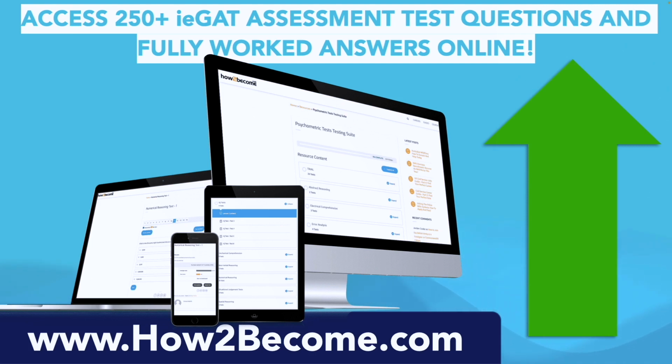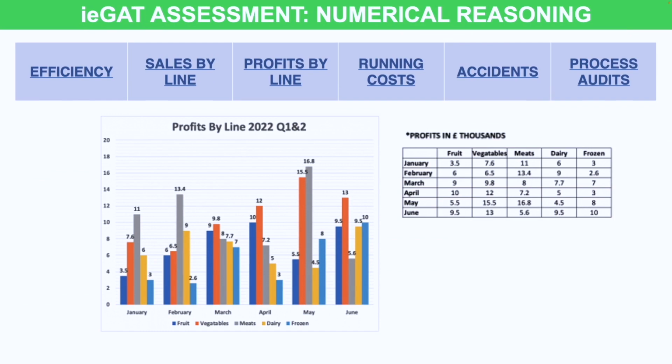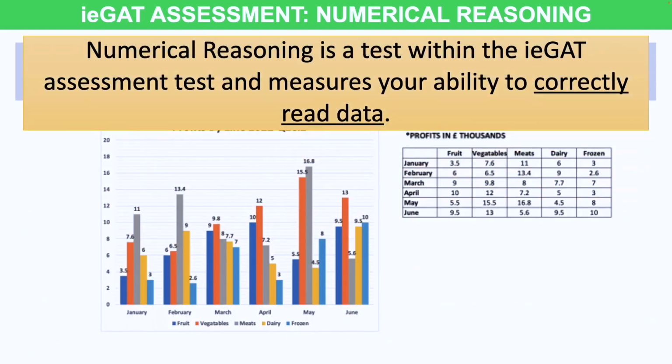Okay, the next ieGAT question type is numerical reasoning. Now, the general admissions test numerical reasoning questions may look something similar to this, and we're going to cover this in detail in a second, but let me give you an overview of what these question types are.